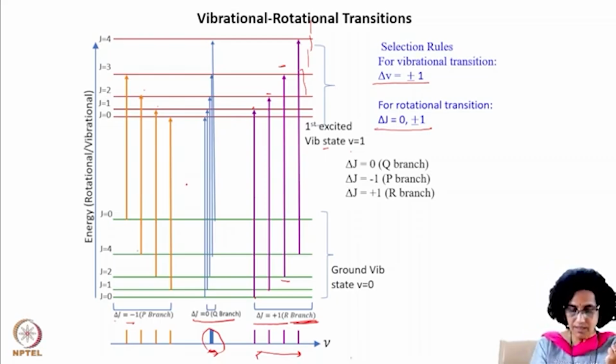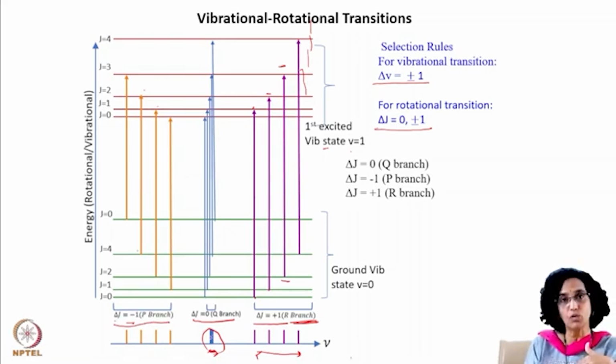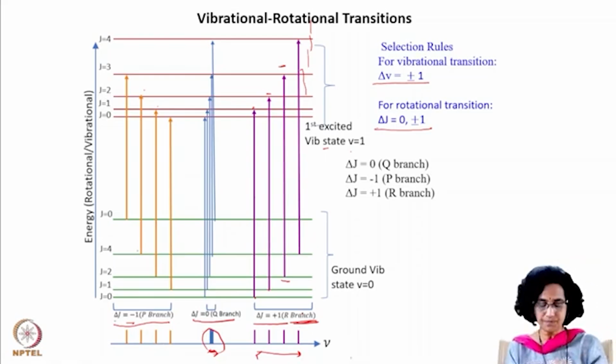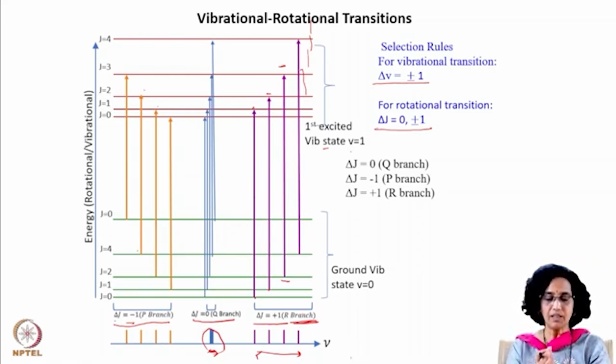So this is called the P branch when delta J is equal to -1, and the energy required for these transitions is less than the Q branch, which is in turn less than the R branch. So now we have understood how there are vibrational rotational transitions, right?